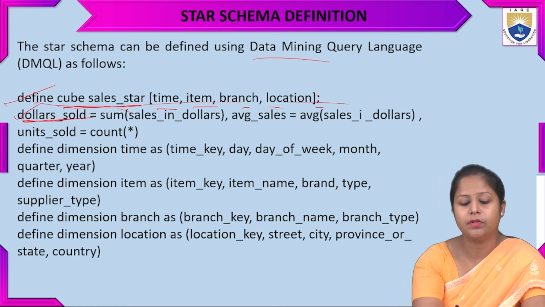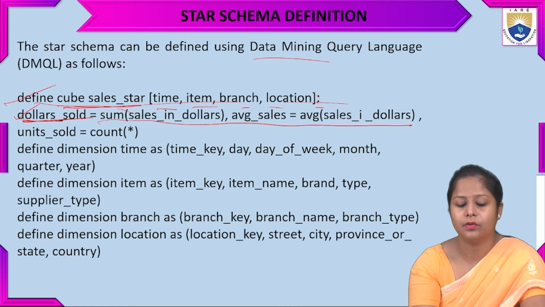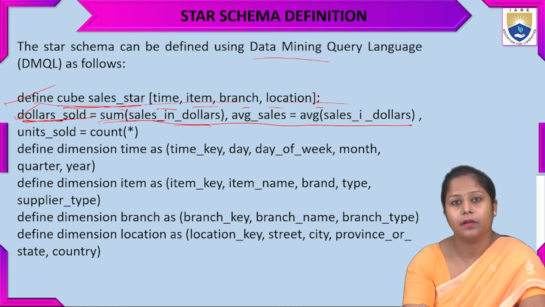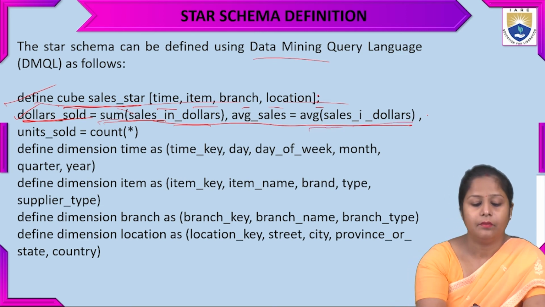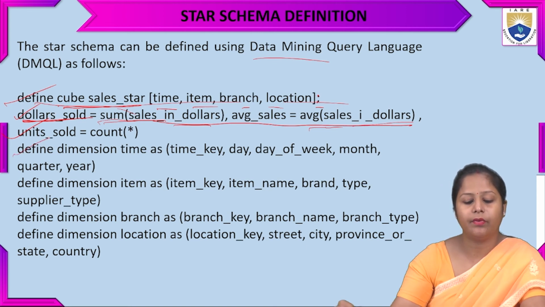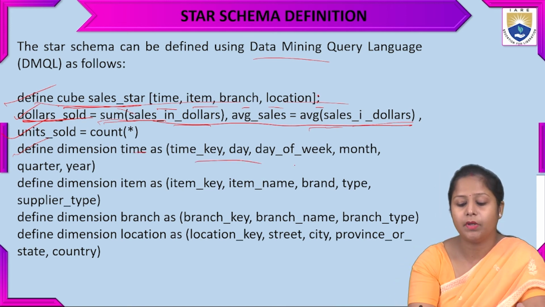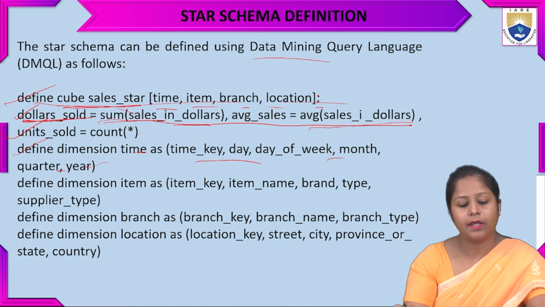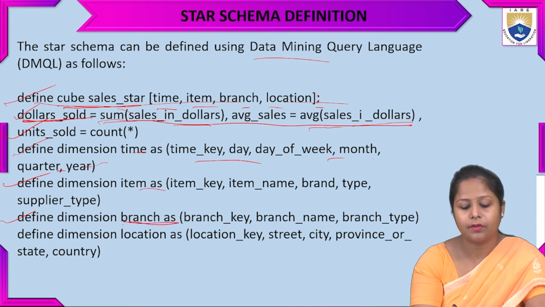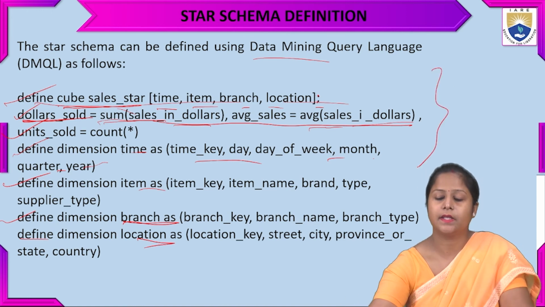So the dollars sold attribute will store the sum of sales in dollars and the average sales in dollars. For the units sold attribute, that is having the count of all, right? Again we will define the dimension table time, the time dimension with time key and its attributes. Again, define the dimension item, right. Again, for the branch, for the location. So this is the syntax for writing the star schema.